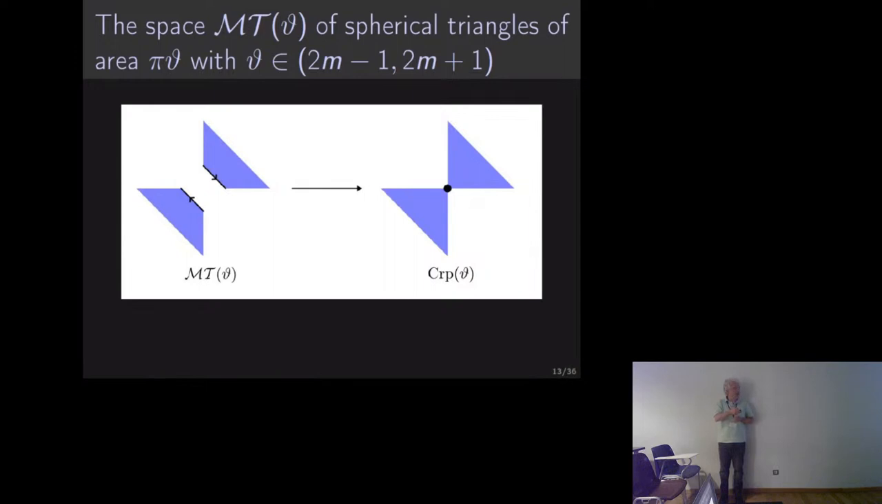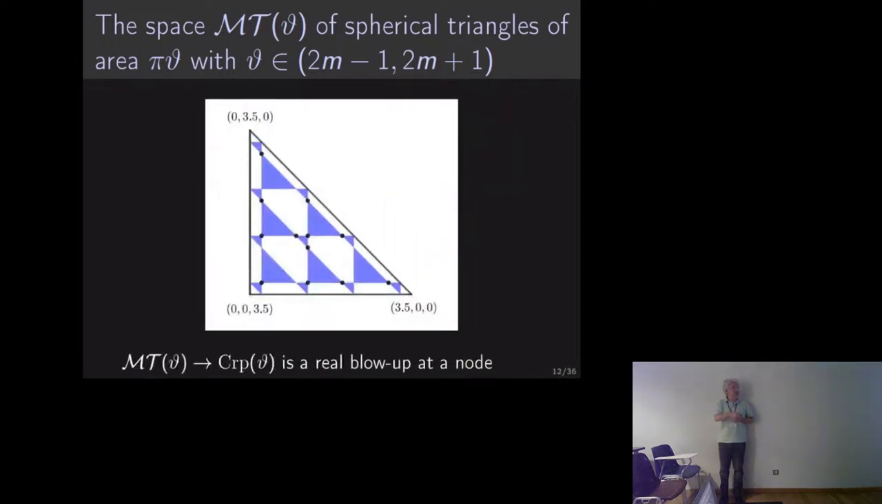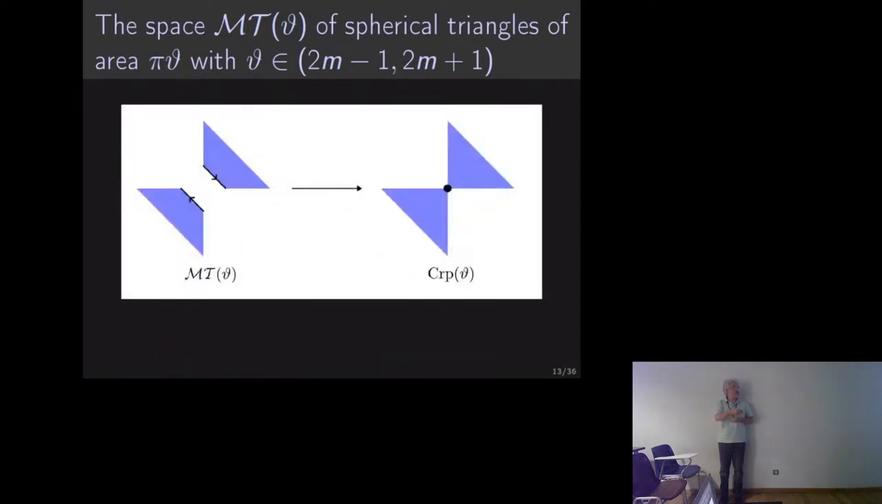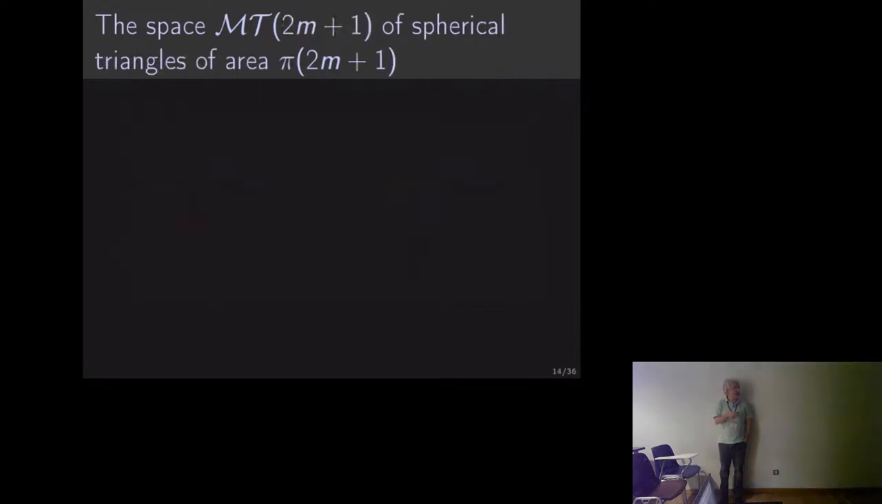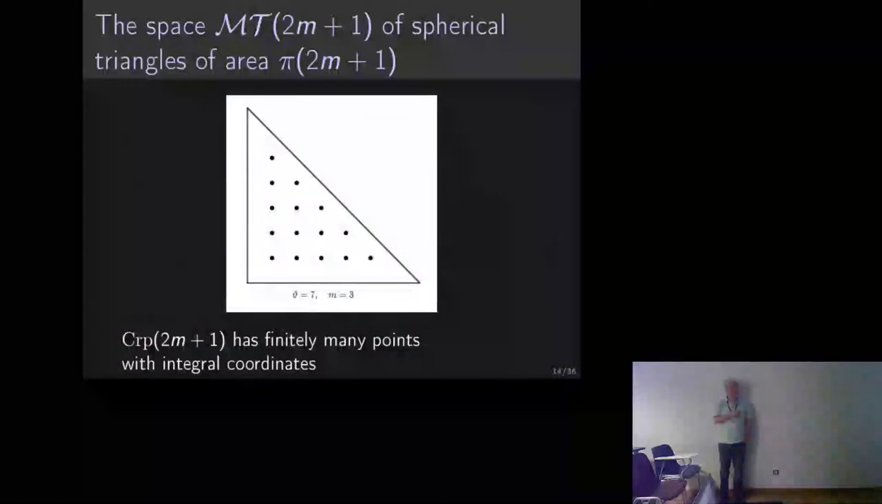And so looking at this, if you perform all these blow-ups, you get a surface. So in fact, the space of triangles is a surface. Non-connected, in general, but a surface, even an oriented surface. There are other ways to prove this, but we will need the carpet to perform some computations. So this is the aspect of the space of triangles, or the carpet, when theta, so the area, is not an odd integer. Because when it's an odd integer, something different happens.